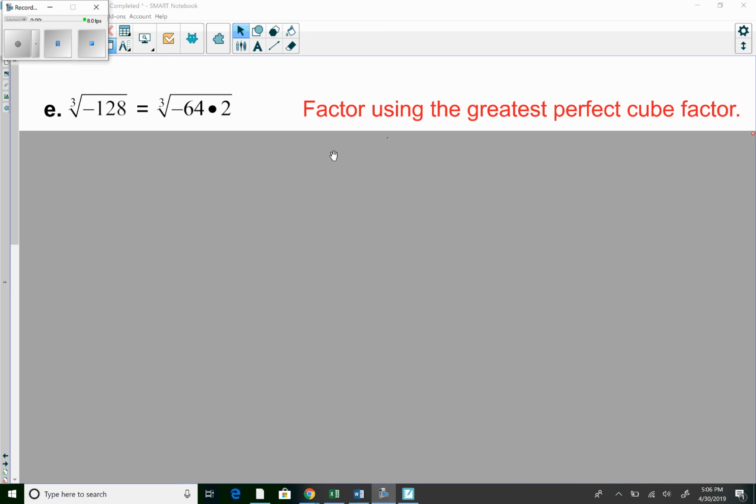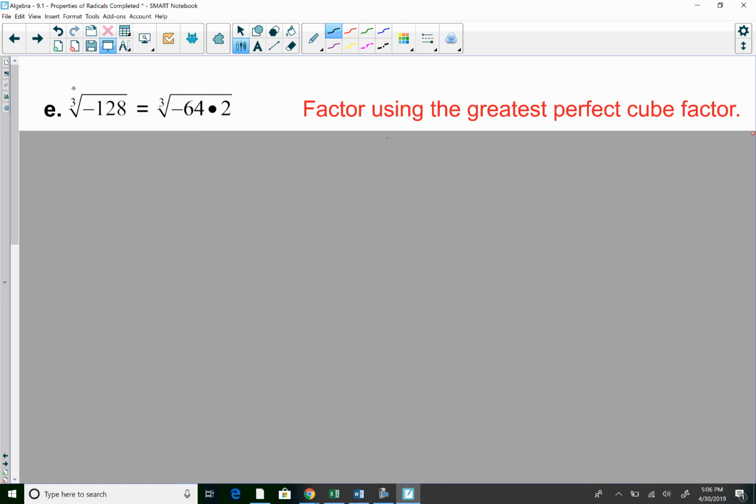Okay, so there's a minor difference with E, F, G, and H in the fact that your index is changing. They're bumping this up, and we're going to work with cube roots instead of square roots, okay? That's the main reason I had you guys write down the first few perfect cube numbers.